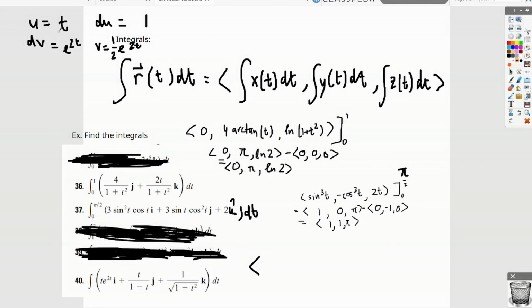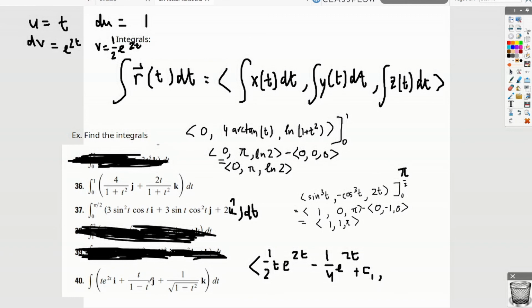So uv is 1/2 t e to the 2t minus the integral of v du, which is 1/2 e to the 2t. So the integral of 1/2 e to the 2t is 1/4 e to the 2t, and then plus c, right? In this case we'd actually add a c1, because it's not a definite integral.